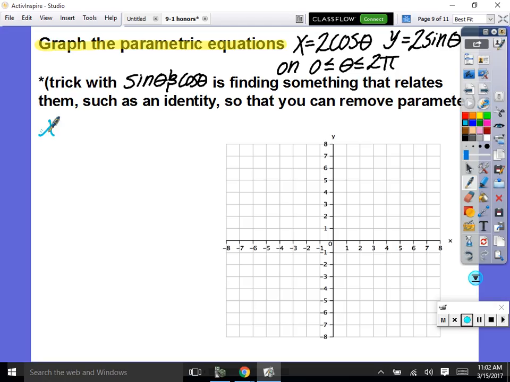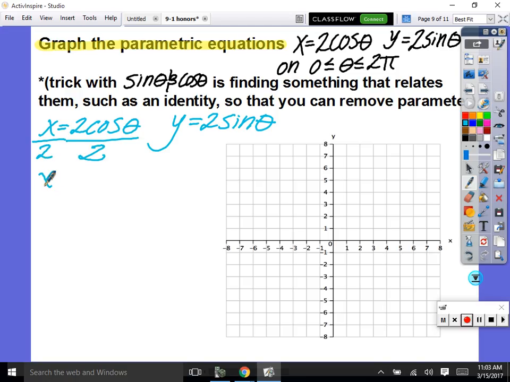So we have x equals 2 cosine of theta, and y equals 2 sine theta. Let's get rid of theta. What we're going to do is divide both sides by 2. So we have x over 2 equals cosine of theta. Now, if we were to undo cosine, we'd be talking cosine inverse, which is still nightmarish, so we don't want to do that.